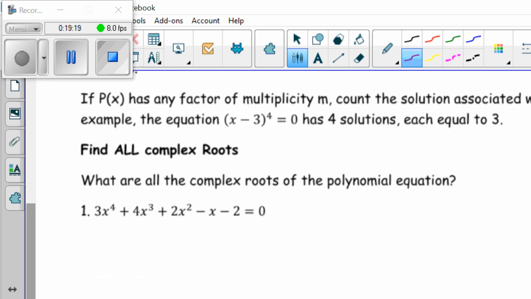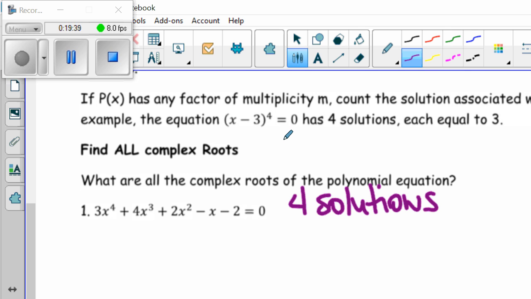Okay. Here we're going to find all complex roots. Basically, we're going to find all of the roots. We're going to find all of the real roots, all of the complex, imaginary, everything. We're going to solve it. So number 1, 3x to the 4th plus 4x cubed plus 2x squared minus x minus 2 equals 0. I know I'm going to have 4 solutions, right? So I know here I'm going to have 4 solutions.